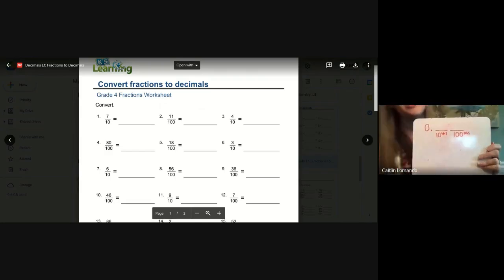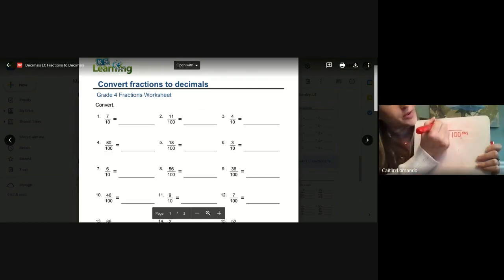Number 2 is 11/100ths, meaning we have to go to the hundredths place. We can't put an 11 here. We can only put one digit. So we say 11/100ths. Our decimal would be 0.11. We say 11/100ths. Let's look at the next one.